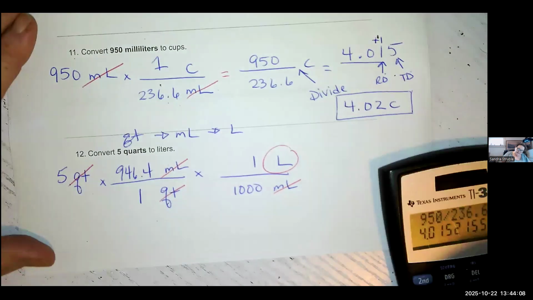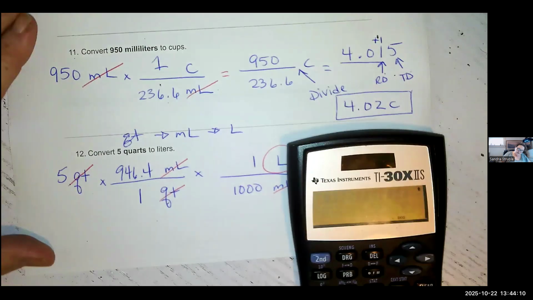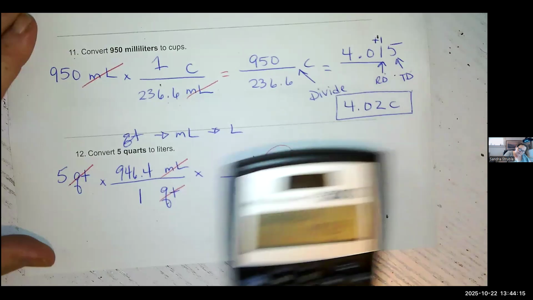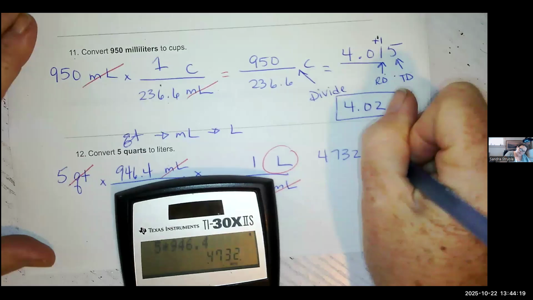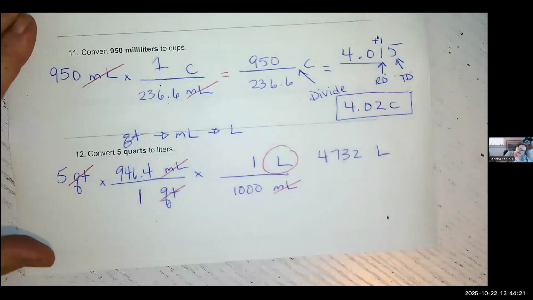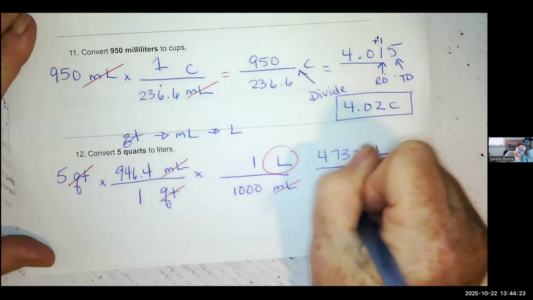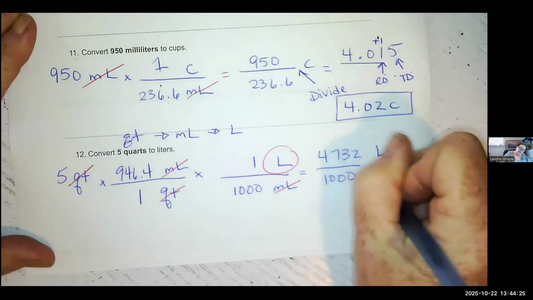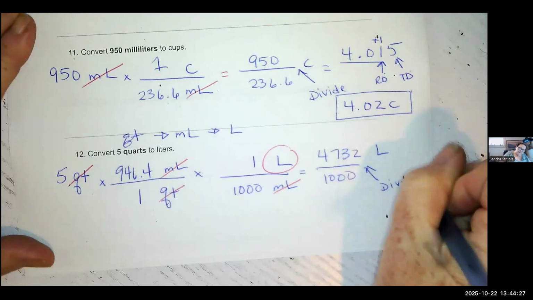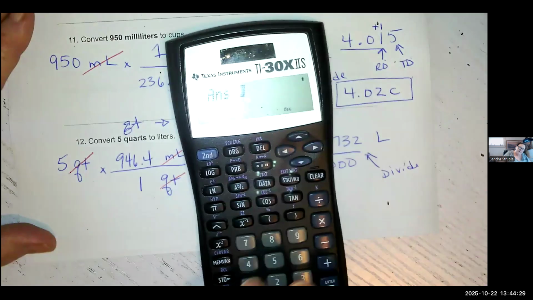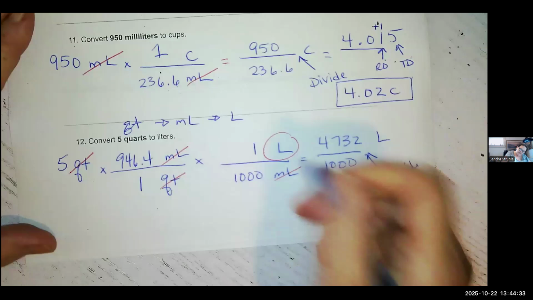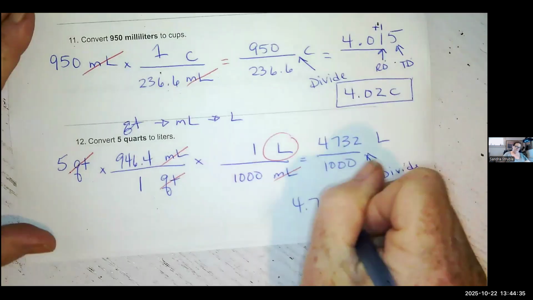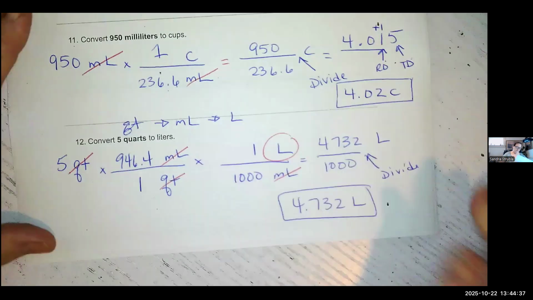5 times 946.4 times 1 is 4732. And this is liters over 1,000. Please don't leave it like this. You must divide. So divide by 1,000 is 4.732 liters. Okay. That was a little fun.